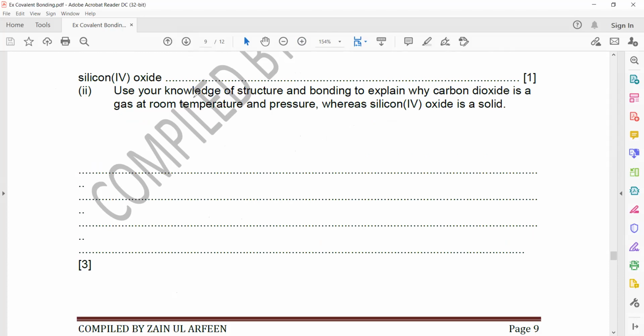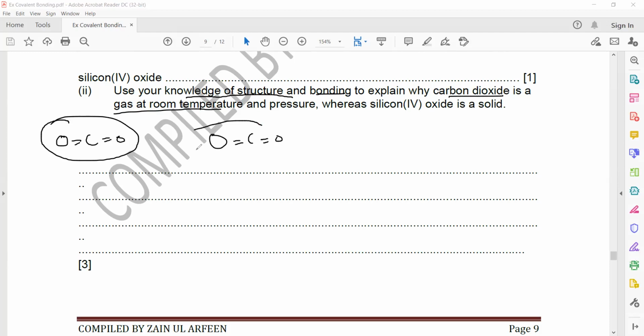Then use your knowledge of structure and bonding. Explain why carbon dioxide is a gas at room temperature. Between carbon and oxygen, there is a covalent bond. Yes, you can write macromolecule as well. That's true. Giant covalent or macromolecule. So this force will be weak.